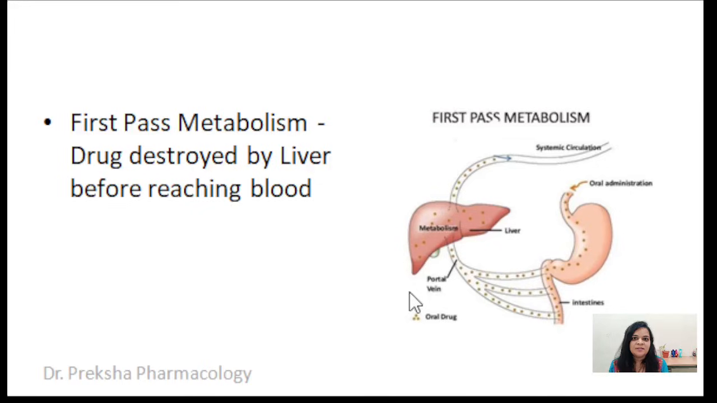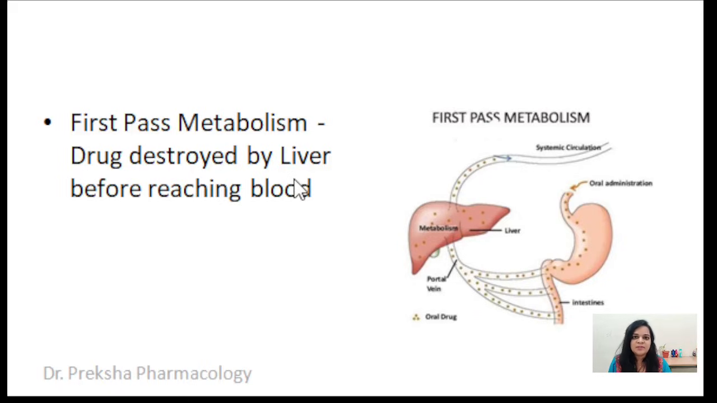So what is first pass metabolism? That we will understand by this figure. All the drug that you give by oral route will enter through the esophagus to the stomach. From the stomach it will go to the intestine. Now from intestine it will reach the liver with the help of portal vein. Now some of the drug will be metabolized in the liver and the rest of the drug will enter into the systemic circulation. So this process is known as first pass metabolism.